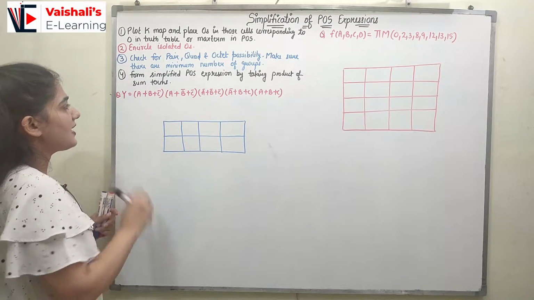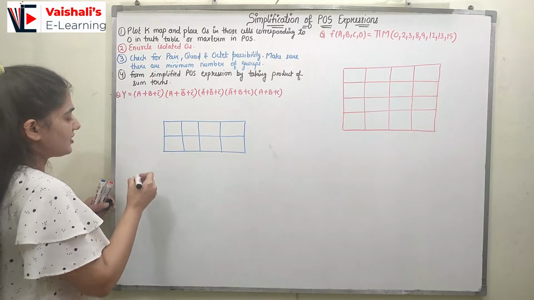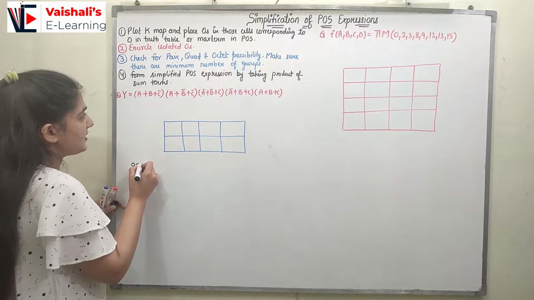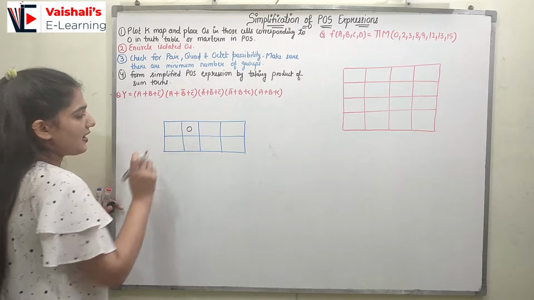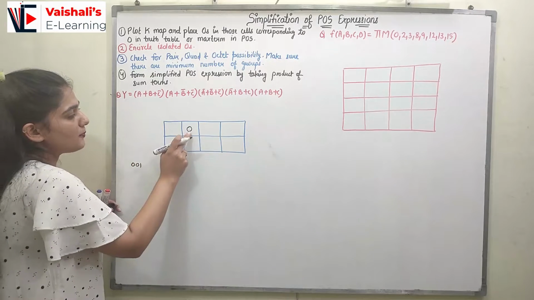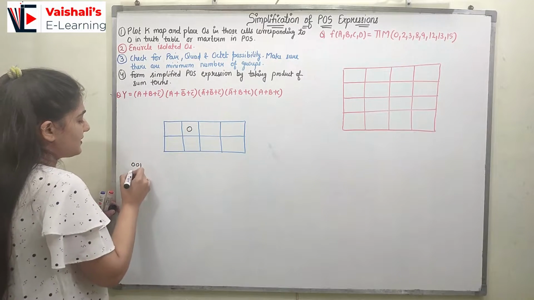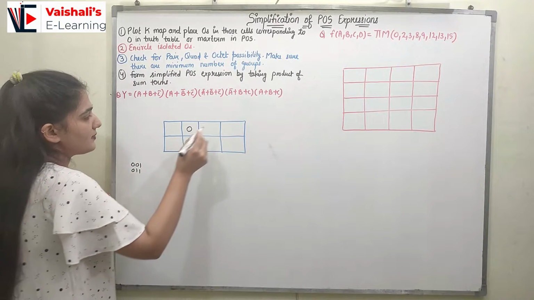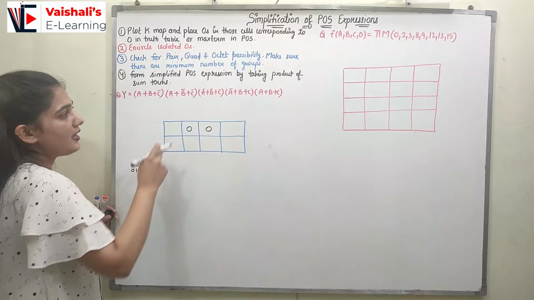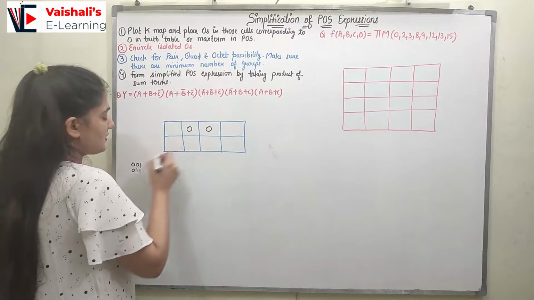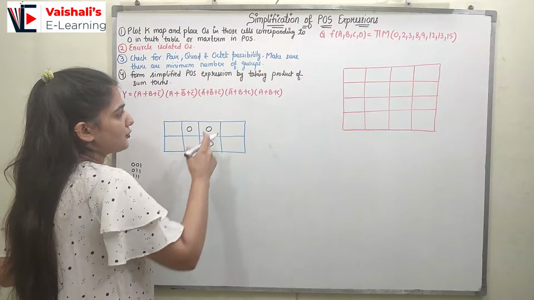So let's understand this with the help of this question. Y is equal to A plus B plus C dash. A plus B plus C dash represents my 001 location, which is my first cell. In the first cell I have 0, so in the corresponding cell I have put a 0. A plus B dash plus C dash is my 011, which is my third cell. So here in the third cell I have put a 0. A dash plus B dash plus C dash is my 111, which is my 7th cell. In the 7th cell also I have put the 0.